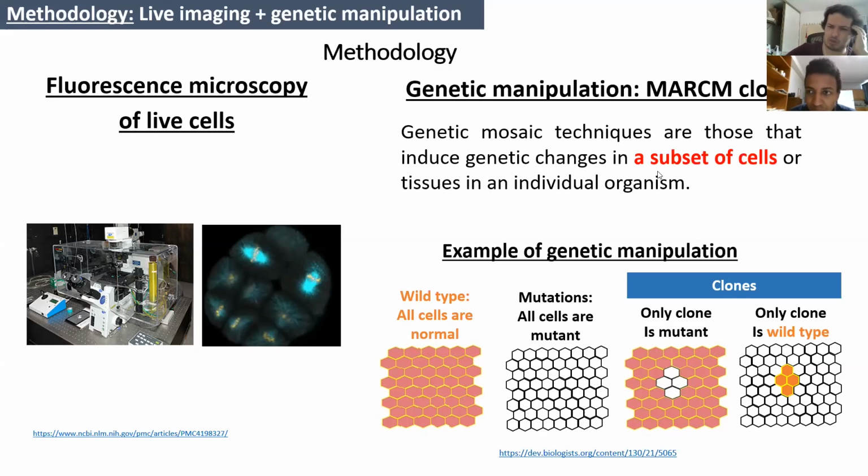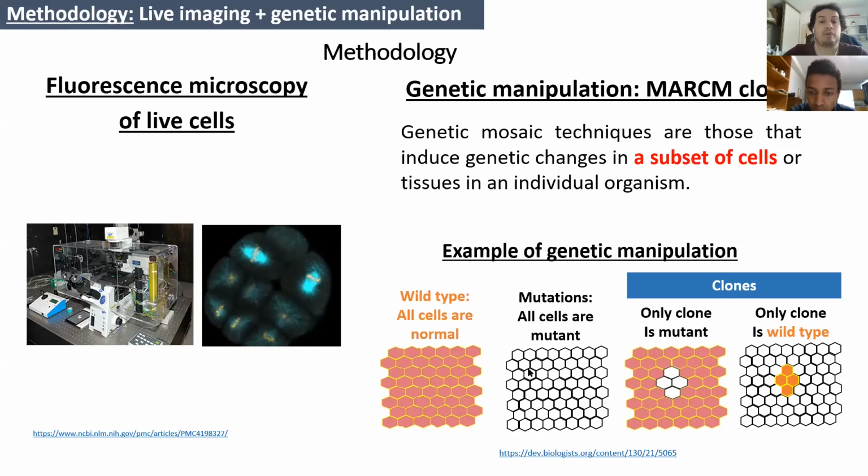So, I just want to show you a Markov clone. I wanted to tell you what is a Markov clone. First, I want to tell you what is happening when you have a genetic manipulation. When you have a wild type, all the cells are, let's say, normal. When you have a mutation, like for example, if you remember all the mutations that we studied, all the cells are going to be mutant. All of them are going to miss it.